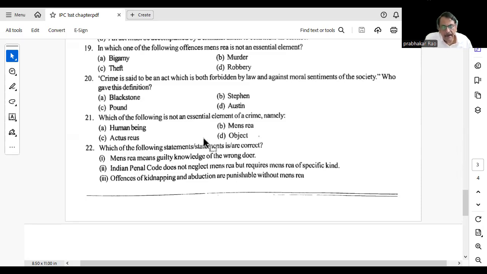In the middle of the night, you break the traffic signals. You violated the law, but no one was injured. That was an offense in legal terms, but there was no object. That's why the answer here is object. In several cases, we will see that there won't be any object, even then an offense will be committed. The answer here is object.